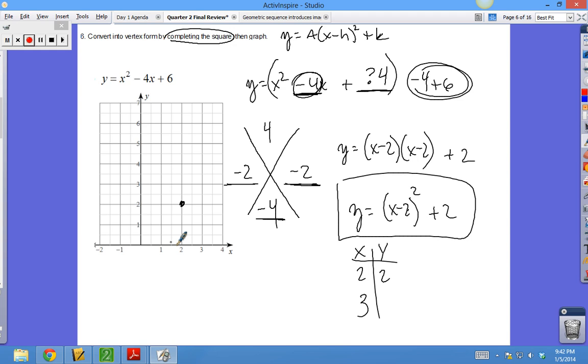I'm going to try going over 3. So if I take 3 and I want to know what the Y is, you just take it and you plug it into the model. Do the math. So 3 take away 2, that's 1. 1 squared is 1. 1 plus 2 is 3. So it's going to be over 3, up 3. There's a dot there. That dot's for free because it reflects across my line of symmetry. And there is my graph.